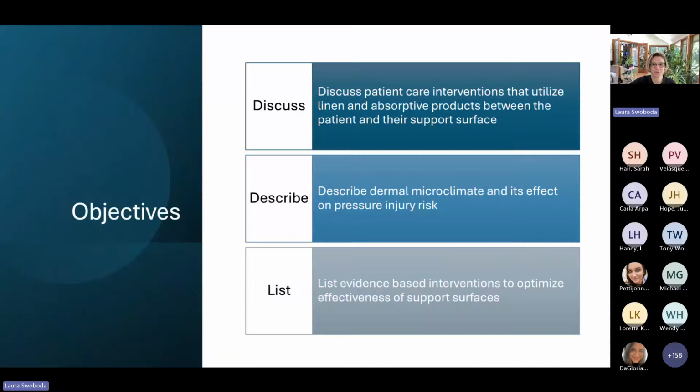So our objectives are to discuss patient care interventions that utilize linen and absorptive products between the patient and their support surface, to describe the dermal microclimate and its effect on pressure injury risk, and then to list some evidence-based interventions to optimize the effectiveness of those support surfaces.